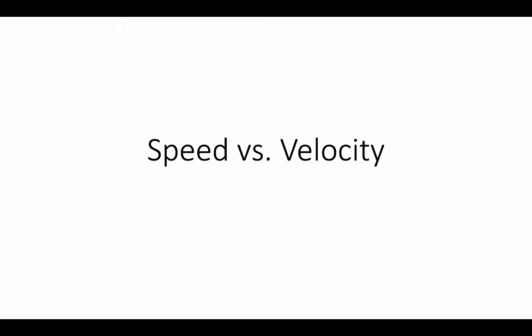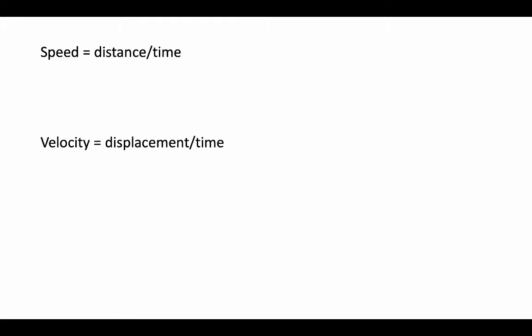The easiest way to tell the difference between speed and velocity is to look at how you calculate them. Speed is equal to distance divided by time. Velocity is equal to displacement divided by time. Now, if you remember, distance is a scalar, displacement is a vector. So speed is also going to be a scalar, which means it's not going to have a direction. Velocity is also going to be a vector since it's based on displacement, and velocity will have a direction. So that's the first difference between them.